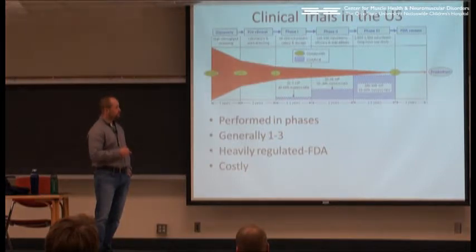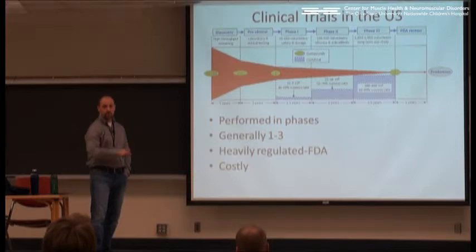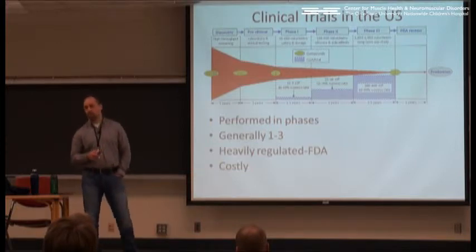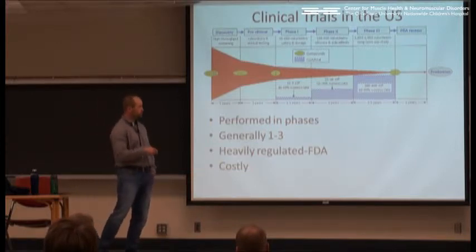That's $5 to $20 million. So academia and small operations can generally go through phase 1. From here on, you're going to partner with somebody, and they're the ones that will foot the bill.